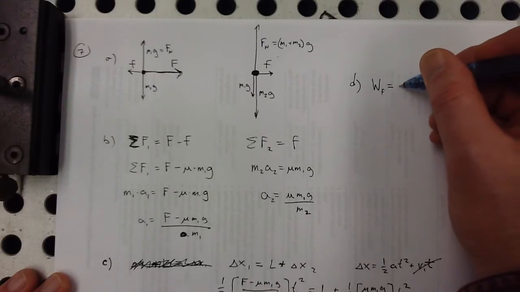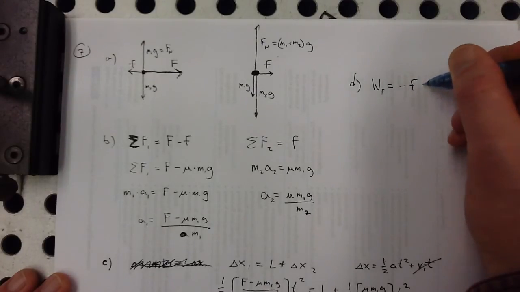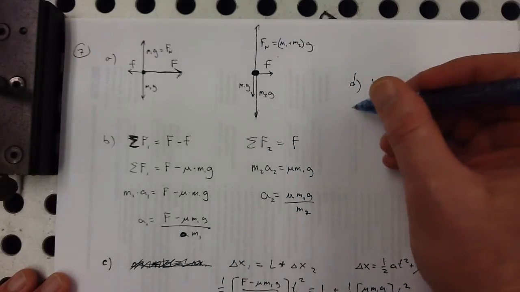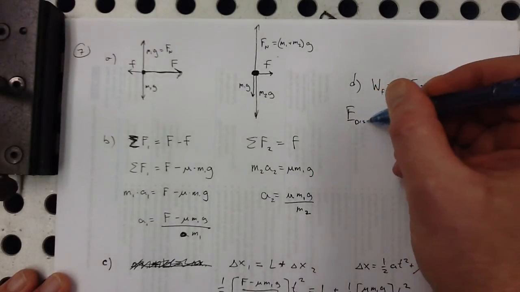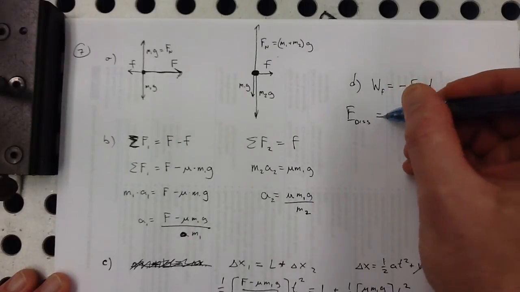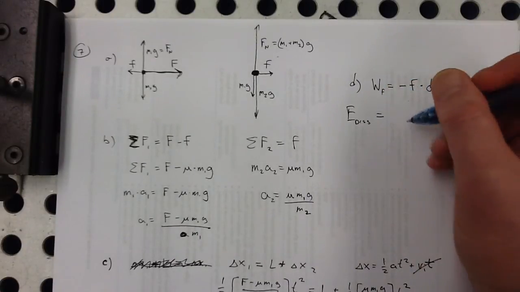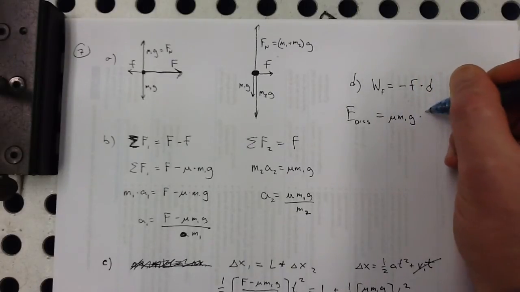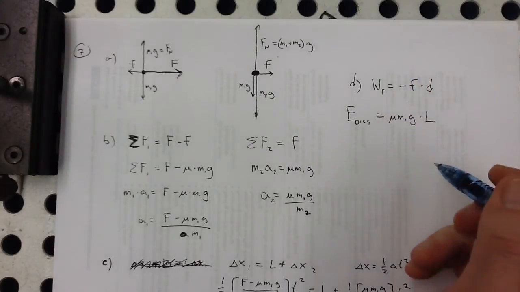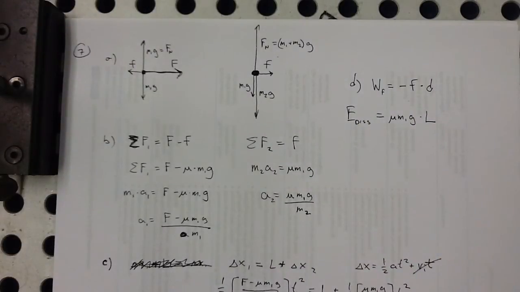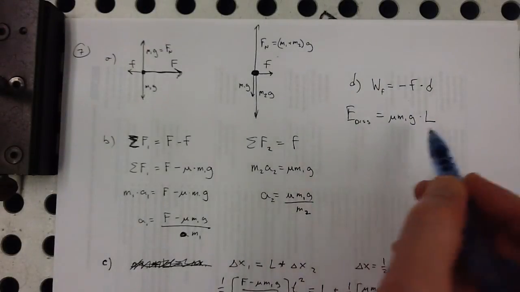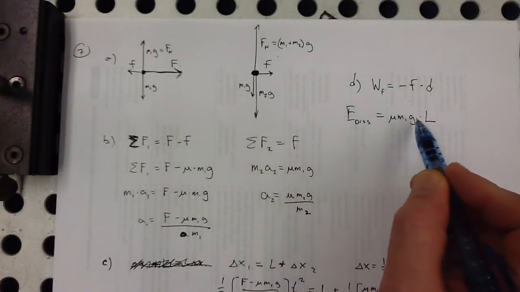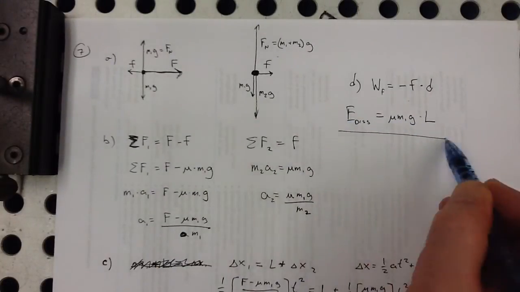So the work done by friction would be negative force of friction times distance, force times distance. So the energy dissipated is the positive version of this, which is the force of friction, mu m1 g times the distance, which is L, right? Because it's the distance that blocks rub against each other, which block 1 is going to be dragged across, a distance L.